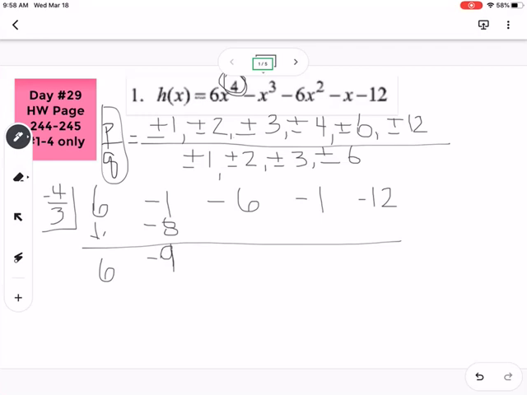Then we multiply, we get 12, so then we get 6 here. Again, 6 times -4/3 is -8, which gives us -9, and then that gives us the 12. So we're showing we got the remainder of 0. We're good to go. Now we're going to use our current function.